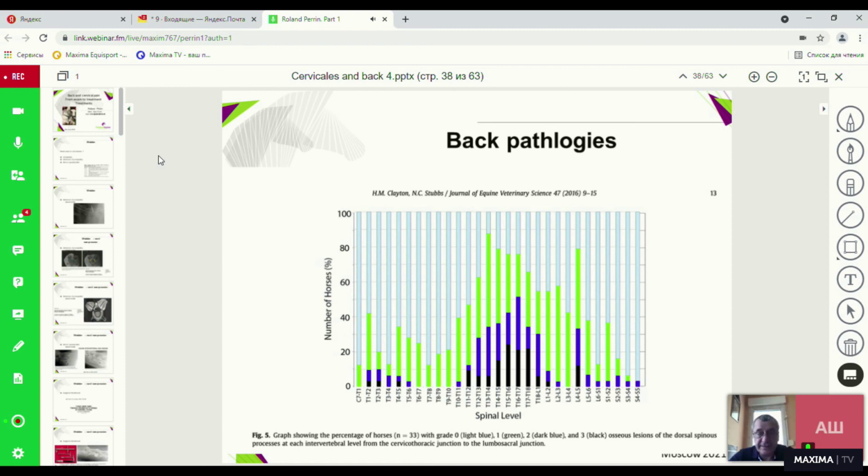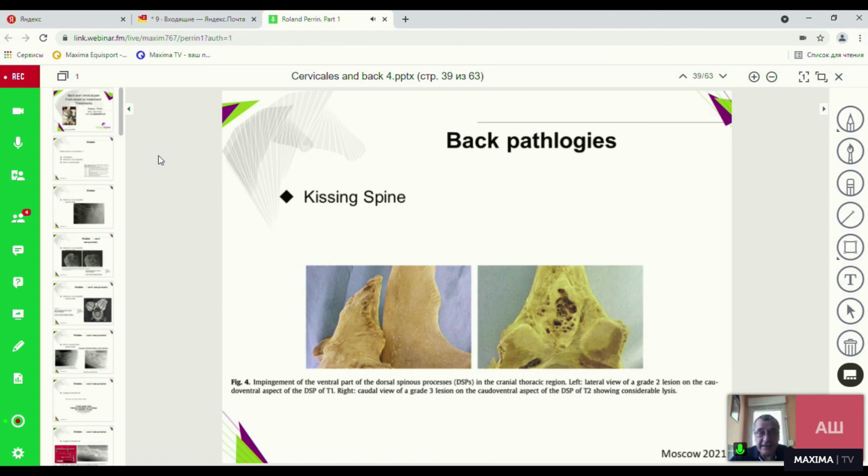But what is very interesting in this study, they found that it can happen on the first thoracic, between T1 and T2. So this I didn't know before. And you have exactly the same lesion like this.